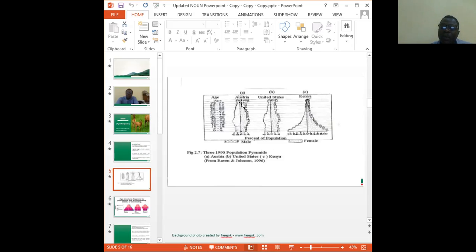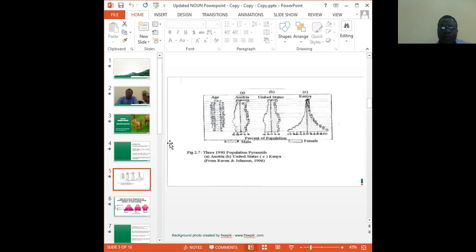As you can see, it is a population pyramid of people in Austria, the United States, and Kenya. The population structures of Kenya, the United States, and Austria differ greatly. We can see the male and the female structure. The population pyramid is usually two bar graphs, back to back, with male and female on the right and left axes, which show the composition of the population by age and also sex.